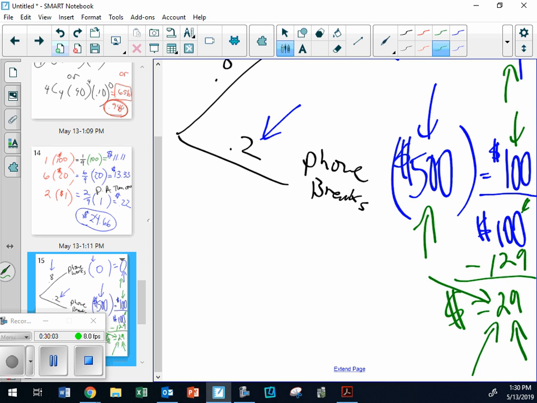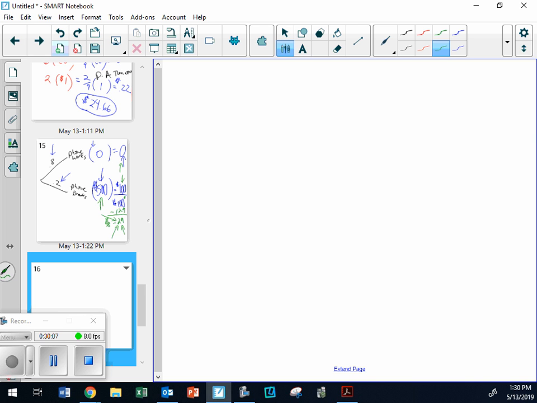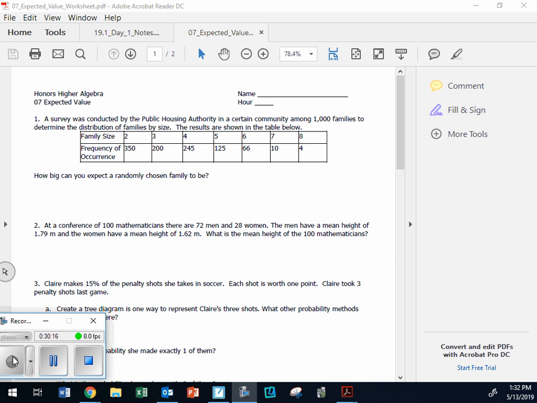Okay, so let's look at the homework. Everybody get there. I'll pause for a second while you find the worksheet for today. It's the last day. It's called expected value. Okay, here we are on the expected value worksheet.